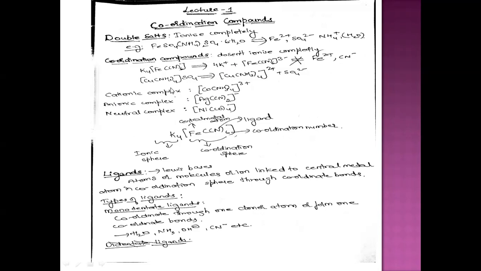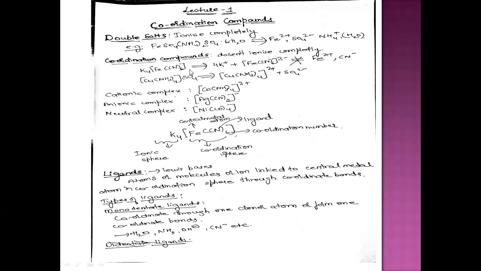What do we mean by cationic complex? For example, take tetraammine copper sulfate. This is an example of a coordination compound. When it ionizes, what comes out? Tetraammine copper acquires a 2+ positive charge and the sulfate ion acquires a negative charge. So whatever is inside the coordination sphere has acquired a positive charge.